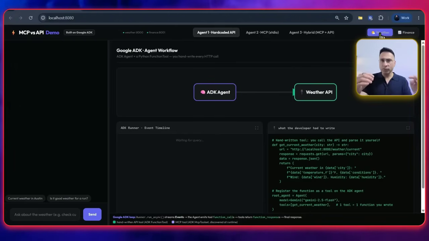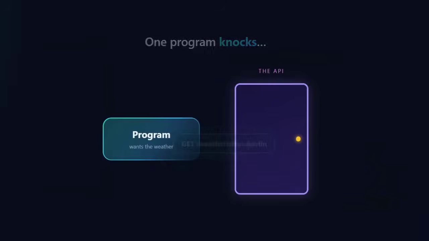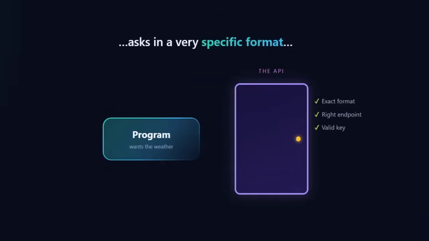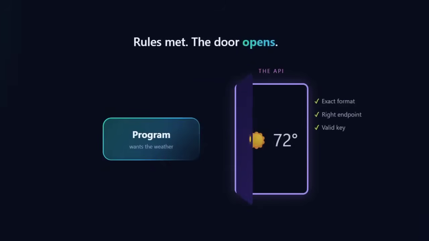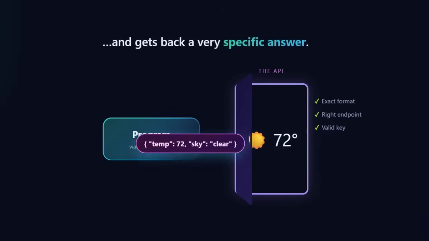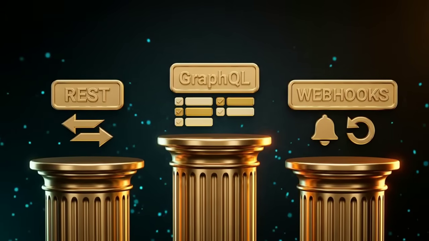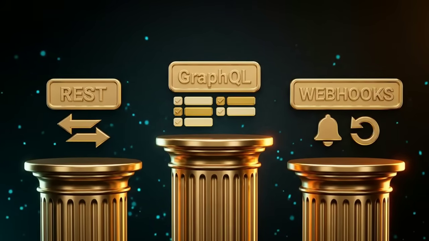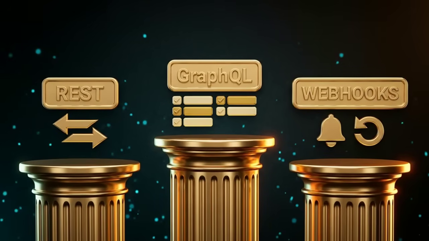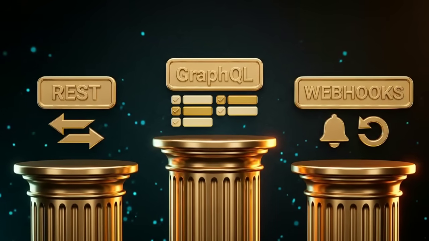Now, let me go a little bit deeper on what exactly an API is. An API is basically a door with rules. One program knocks, asks in a very specific format, and gets back a very specific answer. That's it. That's an API. It comes in a few flavors that you will run into. Think about REST, which is the everyday standard. Most of the web runs on it. Then we have GraphQL, where you ask for exactly the fields you want.